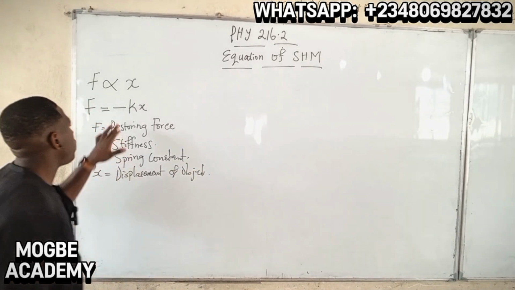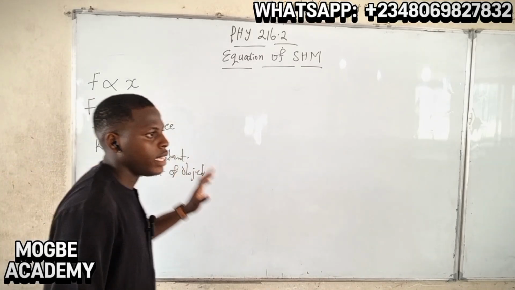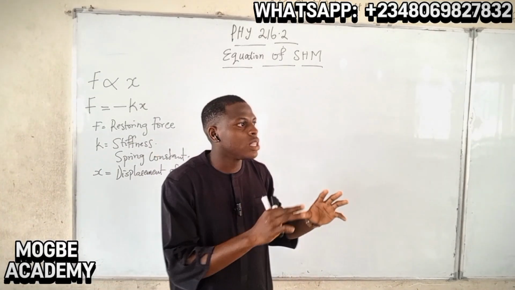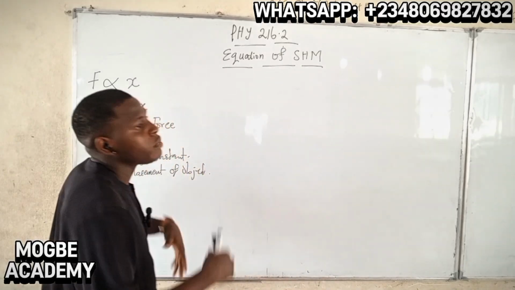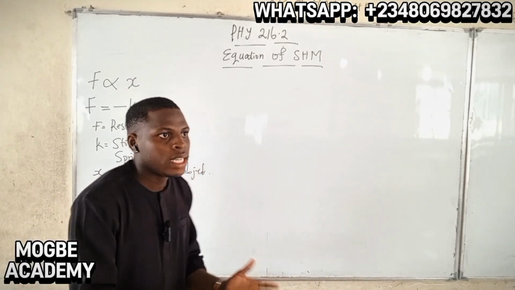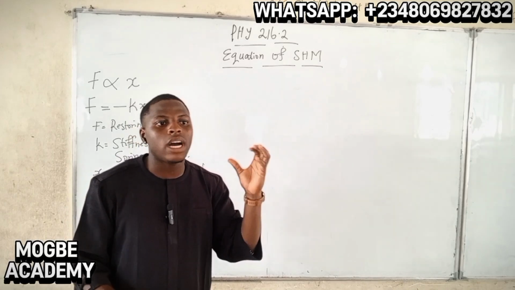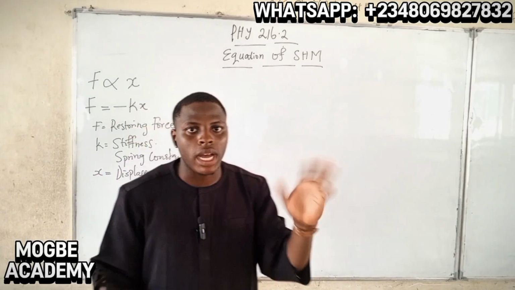Now, somebody will ask me, why do we have the minus sign here? Why you have this minus sign here is because the force is acting against the force of the displacement of the object. And what's that object in particular? It is the pendulum. Are we together?